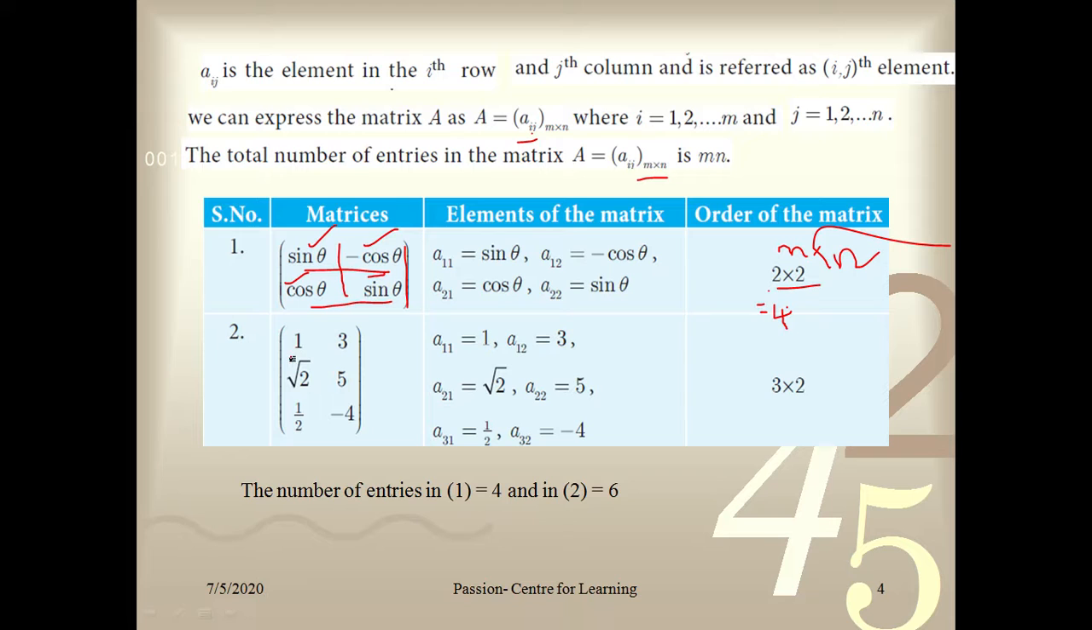Whereas you see here first row, second row, third row, and one column, the other column. So it is 3 cross 2, therefore 6. So 1, 2, 3, 4, 5, 6. So the number of entries in the first is 4, and in the second case it is 6. So this should be your basics, and then only you can solve the problem. So you should know what is the order of the matrix and how to represent the matrix.